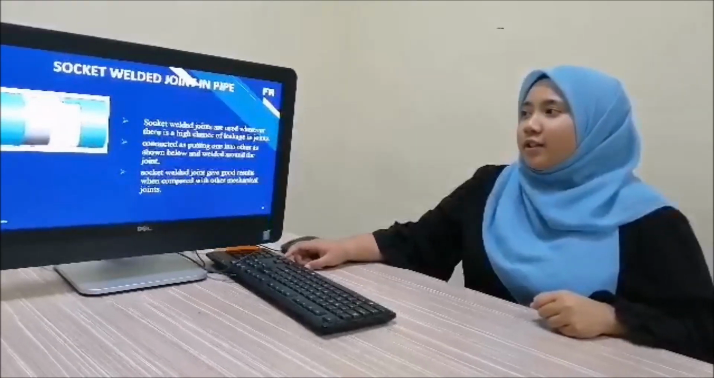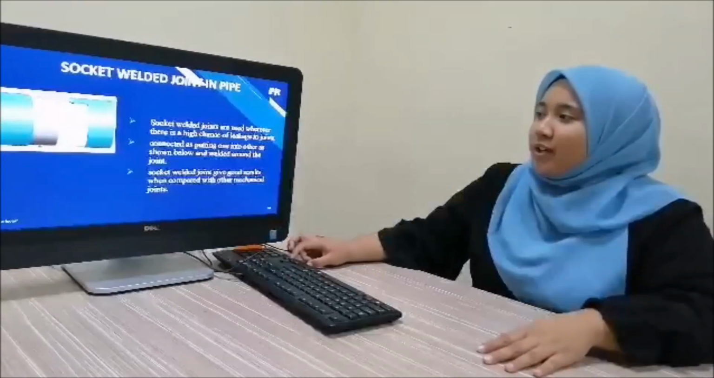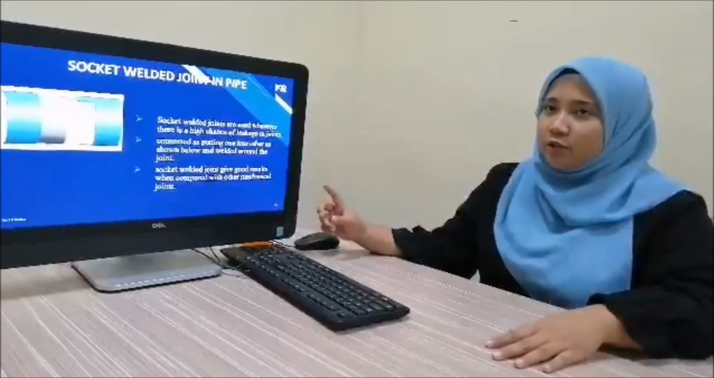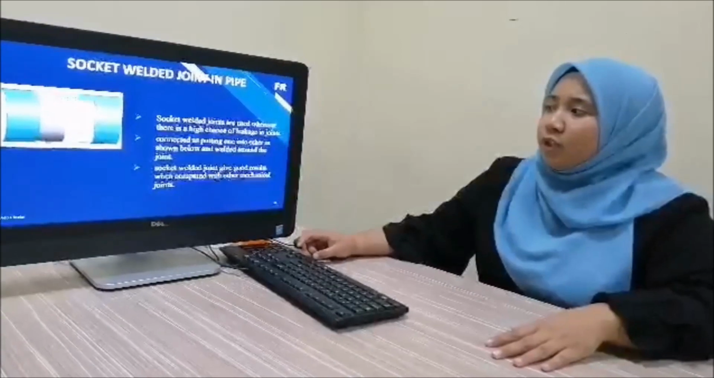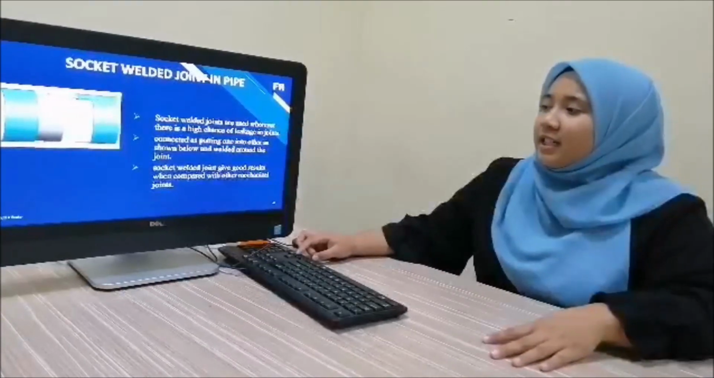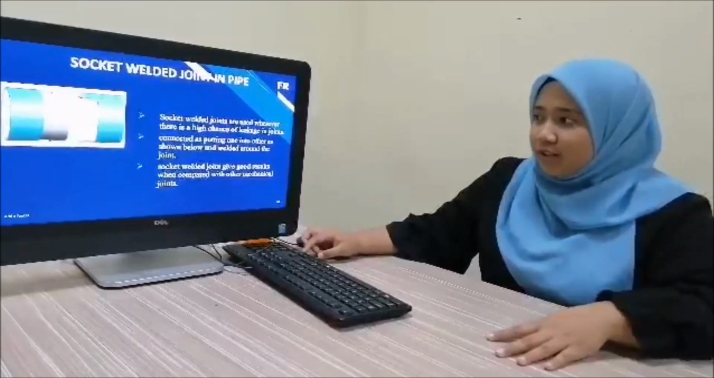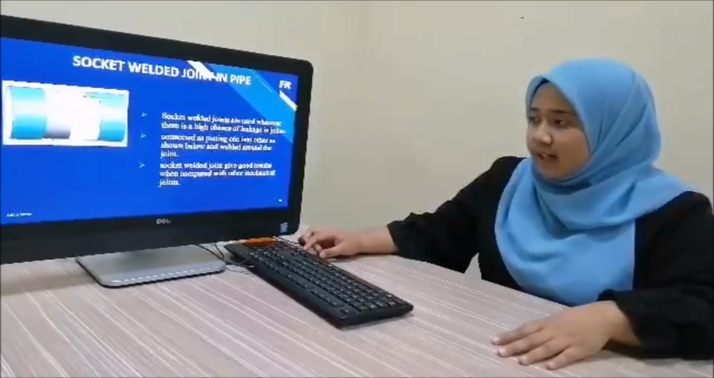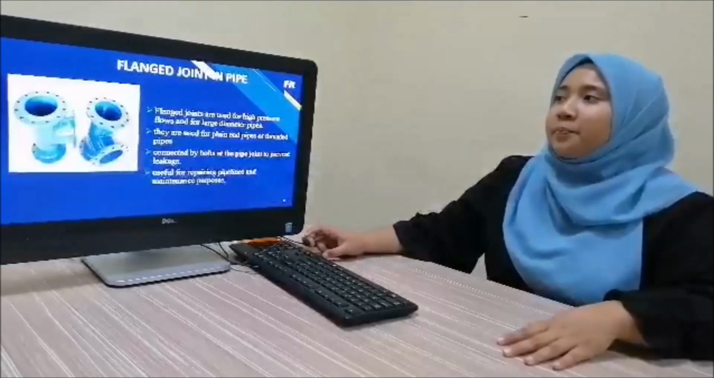Socket welded joint in pipe. The next one is the socket welded joint. I use it wherever there is a high chance of leakage in a joint. The pipes are connected by putting one into the other as shown below and welded around the joint. Socket welded joints give good results when compared with other mechanical joints.